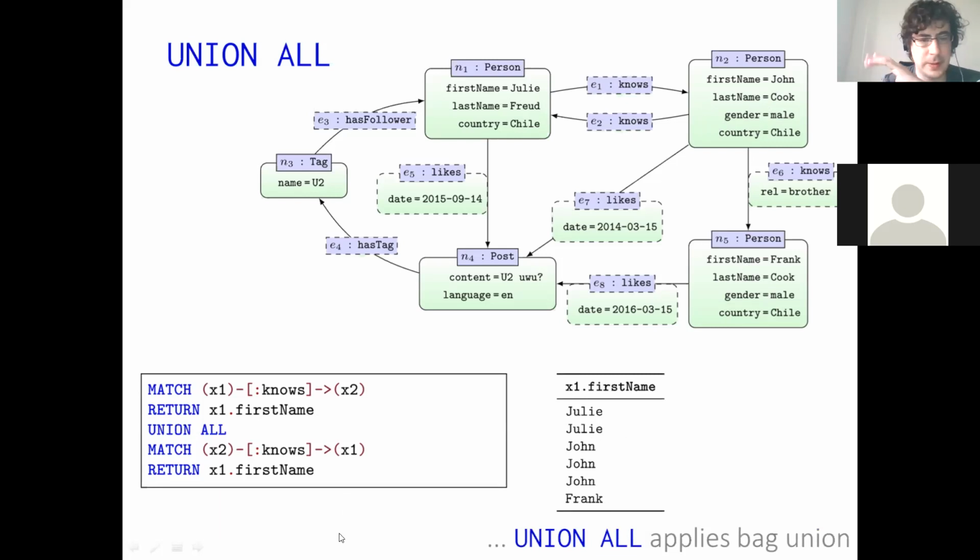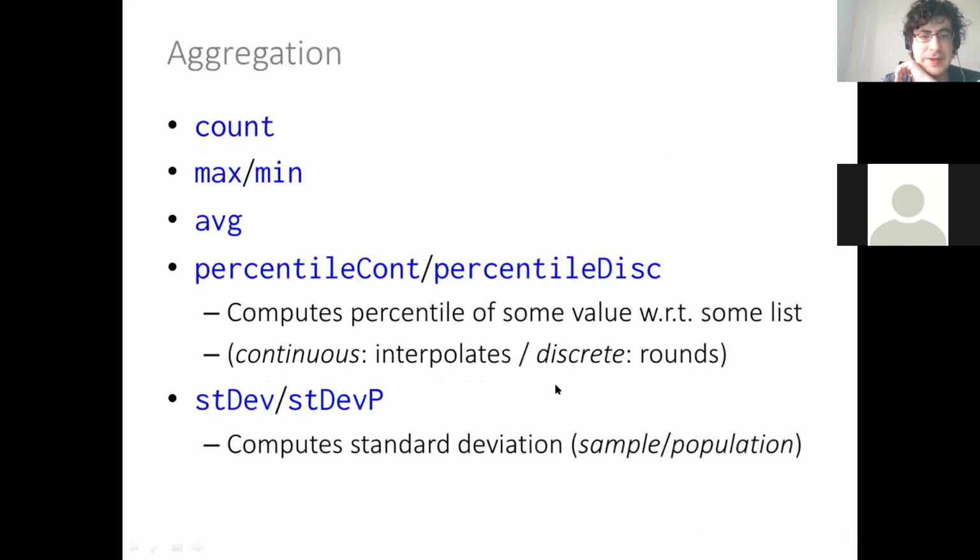So very similar to SQL, aggregation is very similar to SQL as well. We have count, max, min, average. Something that's a little bit different is we have the percentiles. We can compute the percentiles of some value in a list. So we can have an interpolation of the percentile, or we can apply it in a discrete way in terms of rounds. We also have a standard deviation, which allows us to compute some statistics over a given population. We can compute the standard deviation for a sample or for the full population.